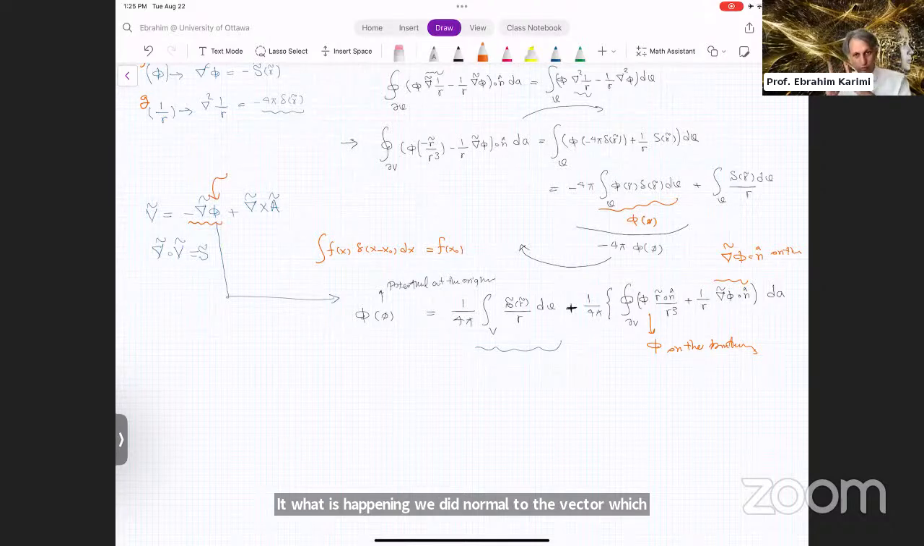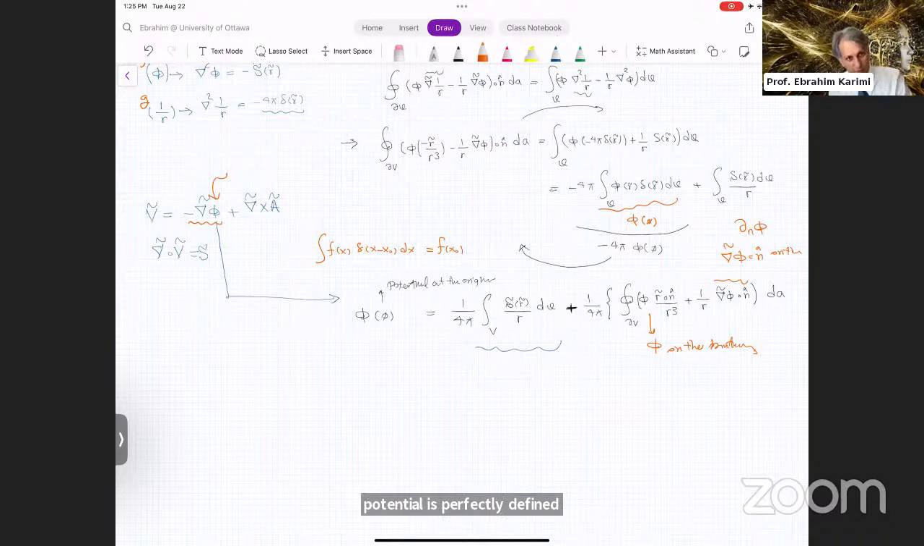If you know either of these on the boundary, then your potential is perfectly defined in the volume V which we consider. That's really an important rule, and this is what we call the boundary condition issues. The first scenario is the Dirichlet boundary condition, and the second scenario is the Neumann boundary condition. You can have a mix of the two: for one part of the region you have a derivative, and for another part you have phi itself. This is what we call the mixed boundary condition.